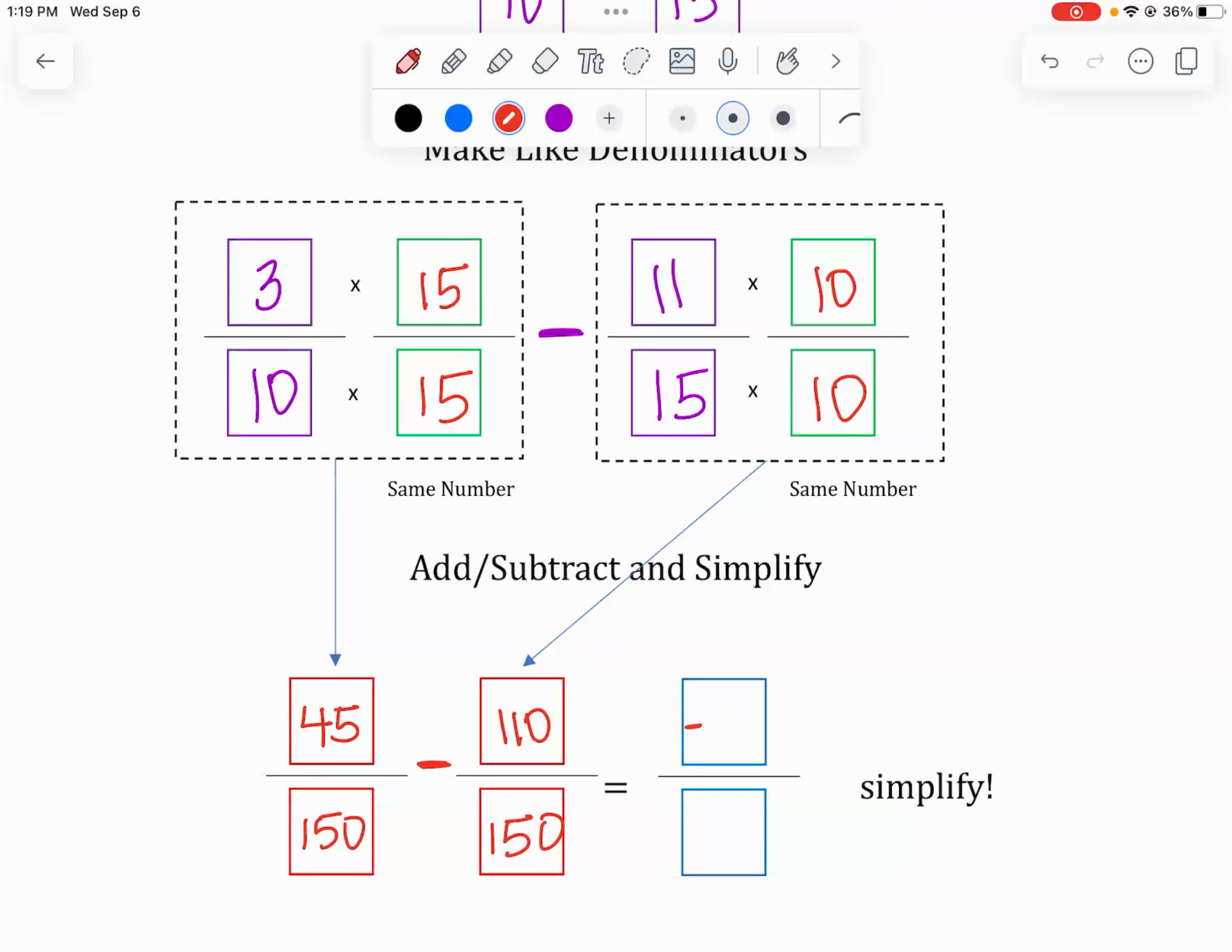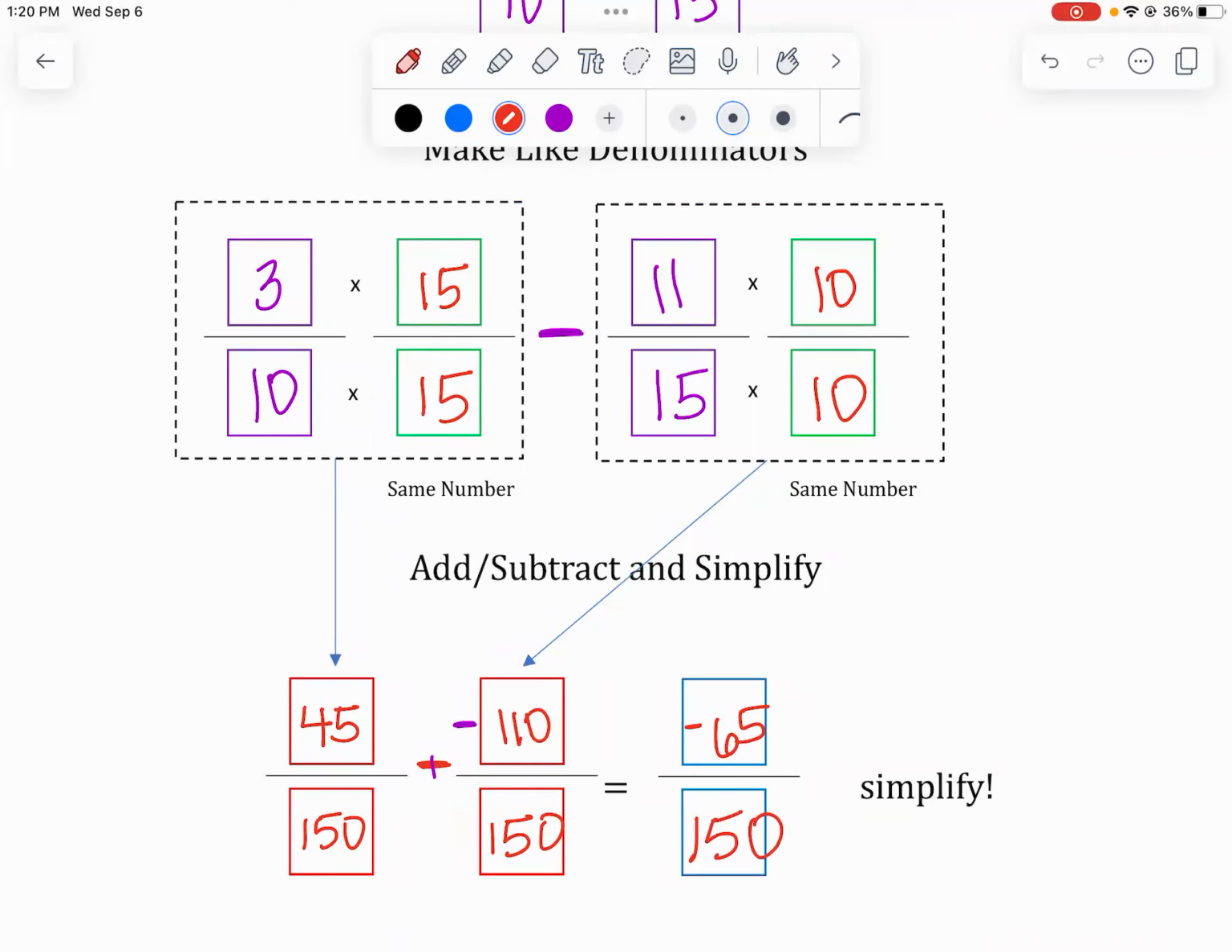It's something 5. 85. 160. So we're basically saying 45 plus a negative 110. 65. You know what? Credit.